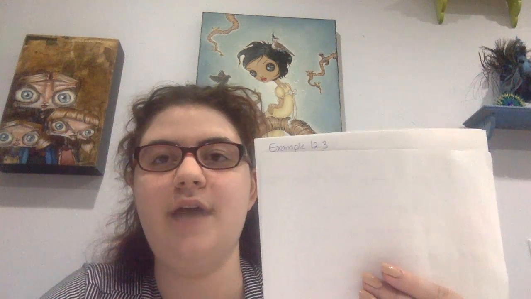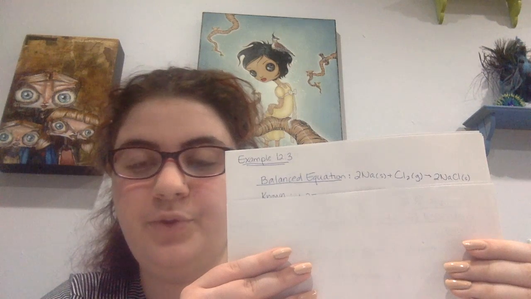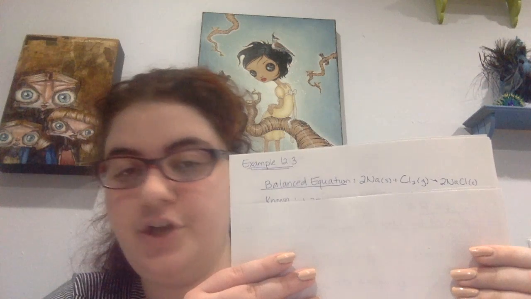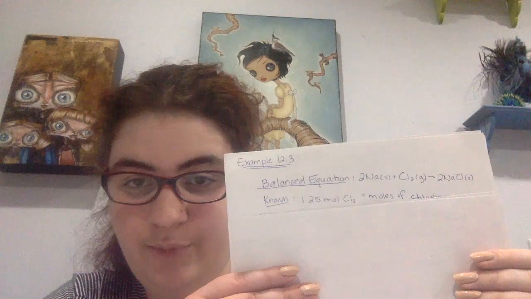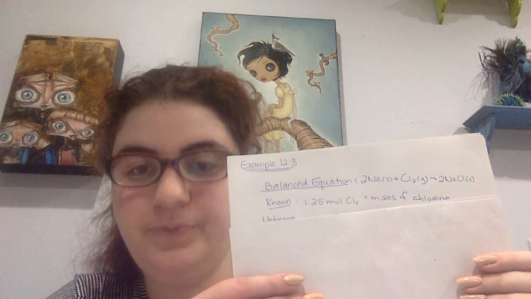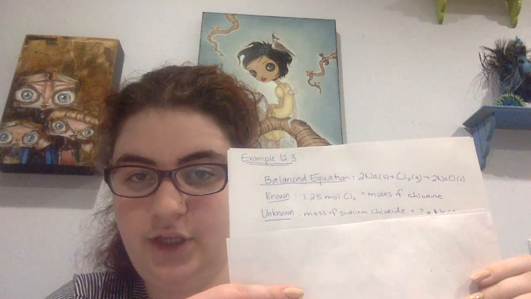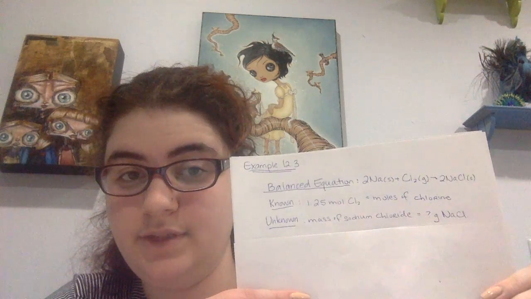Can anyone tell me what that is when sodium and chlorine react to create table salt? That's correct. Our balanced equation is 2 moles of sodium with 1 mole of chlorine to create 2 moles of sodium chloride. So what's our known? Yes, we are starting off with 1.25 moles of chlorine. And what are we looking for? What's our unknown? Yes, we are looking for the mass of sodium chloride. So we're going to be looking for grams.